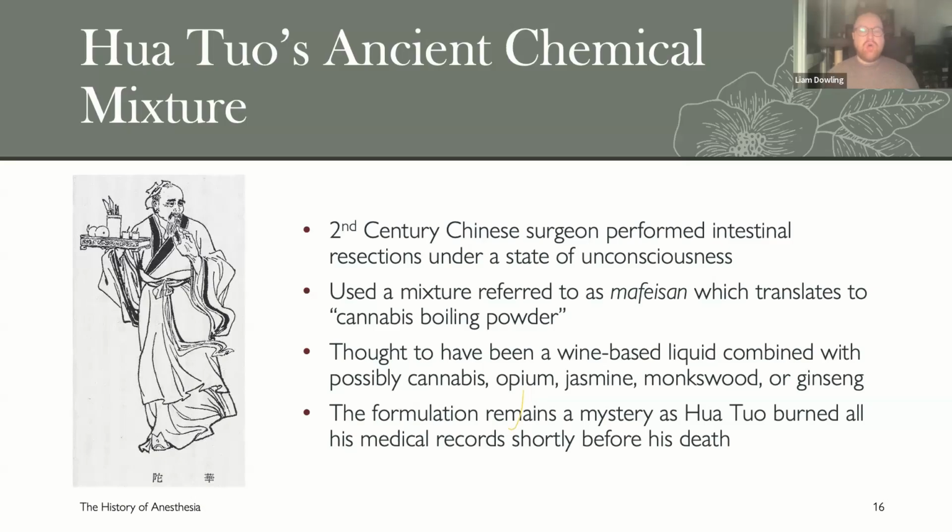And so we don't actually know what he was using, and we can't necessarily verify these accounts. Some people think, based on the name, that it was a wine-based liquid combined with something like cannabis, opium, or a variety of other plants that induced a state of unconsciousness and muscle relaxation in order for him to perform these surgeries. And so, although it doesn't have the absolute official record, this is probably our earliest understanding that people were trying to find a way to perform surgeries in a tolerable manner for patients.